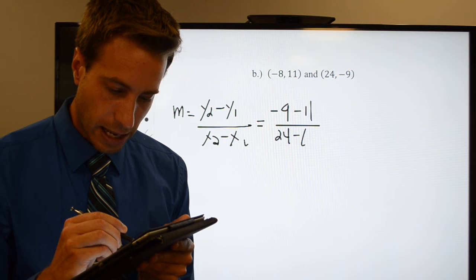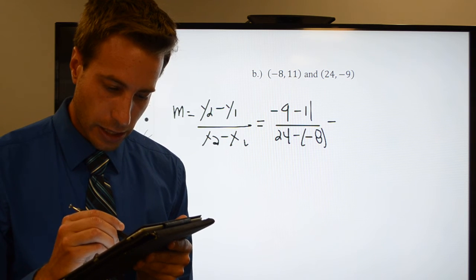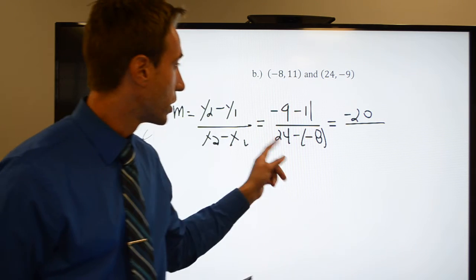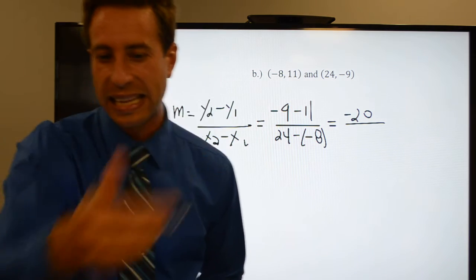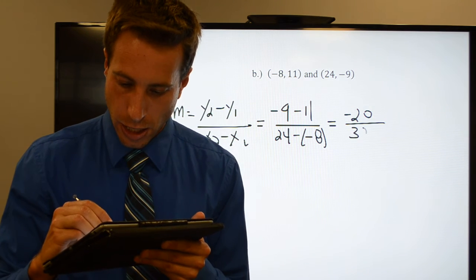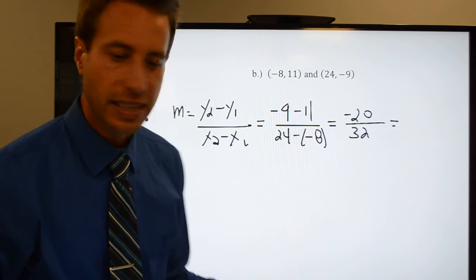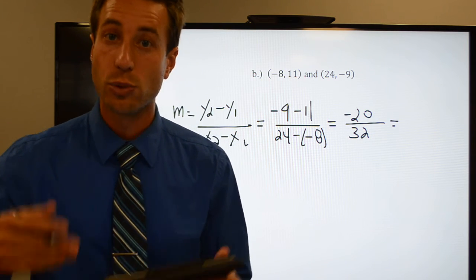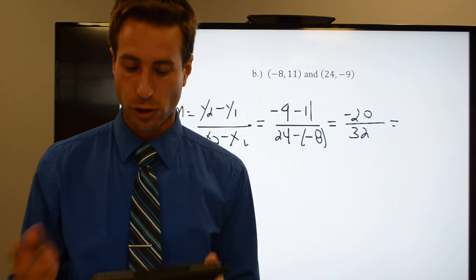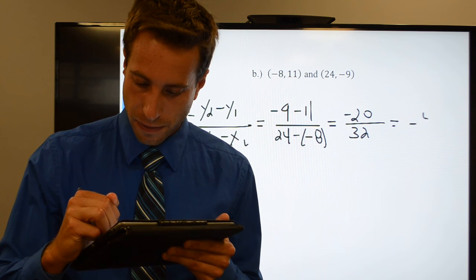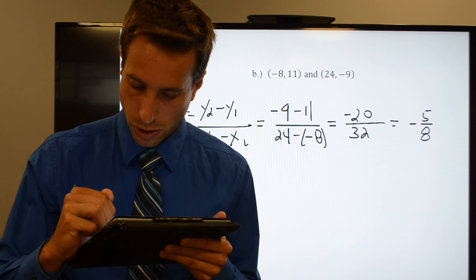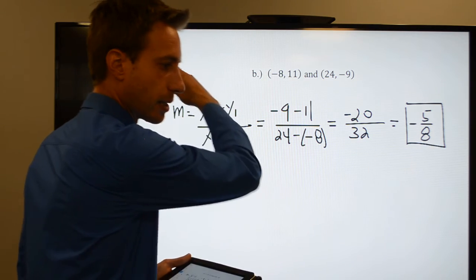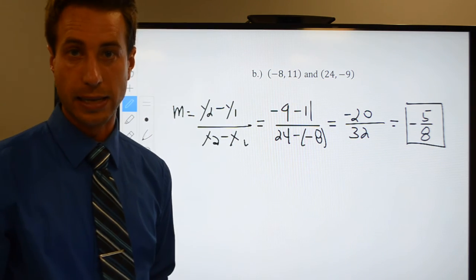Careful, watch your minus signs. And here we go. 9 minus 11, I get negative 20. And 24 minus a minus 8, you'll add the opposite. You should get 32. Now, negative 20 is not evenly divisible by 32, but you should be able to reduce each of those by a factor of 4, and you'll wind up with negative 5/8 as your slope. What that means is that this graph is decreasing from left to right, decreasing slope.